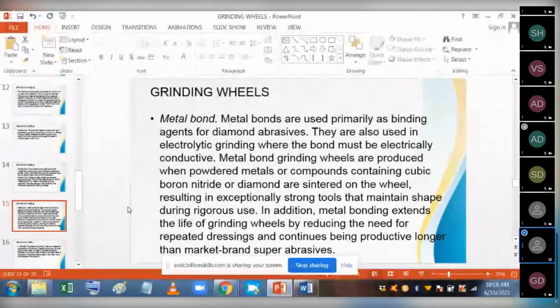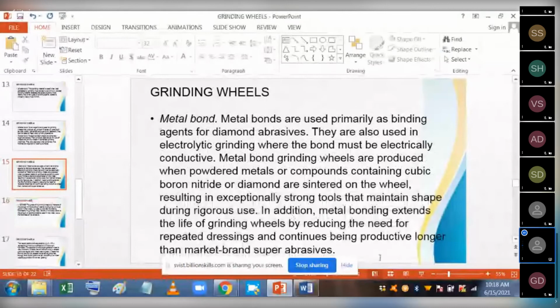Exceptionally strong tools that maintain shape during rigorous use. In addition, metal bonding extends the life of the grinding wheels by reducing the need for repeated dressing, and continues being productive longer than other super abrasives. Whatever abrasives we have discussed earlier, these metal bonded wheels last much longer. Their use is much lower, of course, because diamond, you can imagine, is a very, very expensive material. But there are some applications, including dressing the grinding wheel itself, where you use metal bonded grinding wheels.